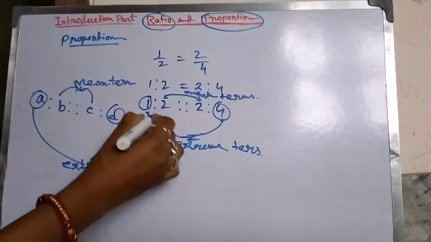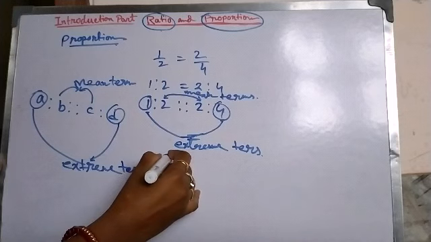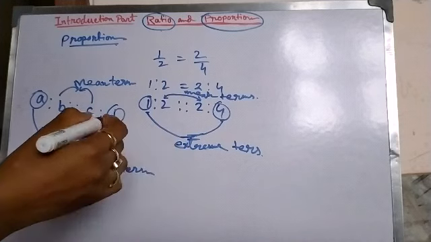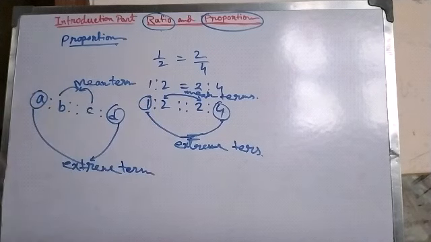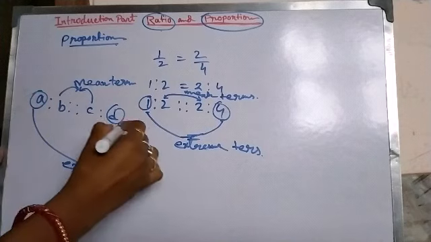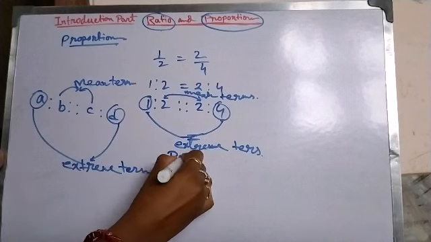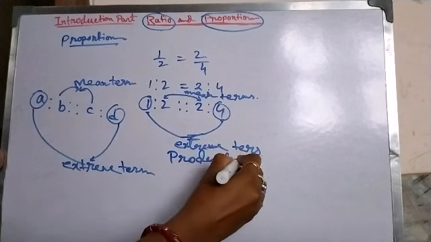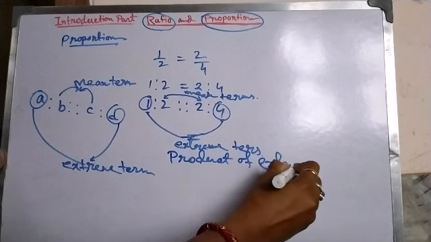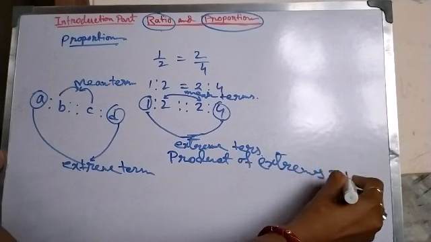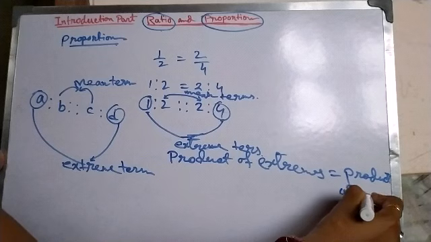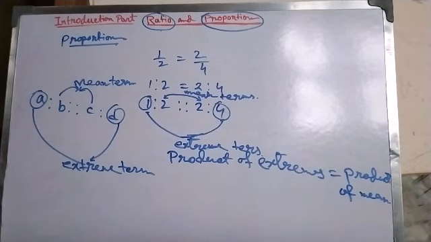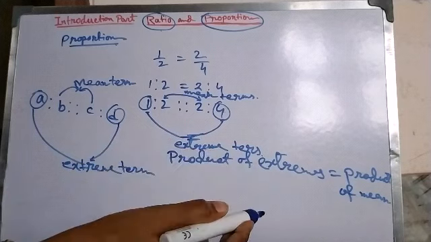So one rule is here, how to find out whether A is to B equivalent to C is to D. In calculation, how will we find out? There is one way, that is product of extremes equal to product of means. Product of extremes equal to product of means.